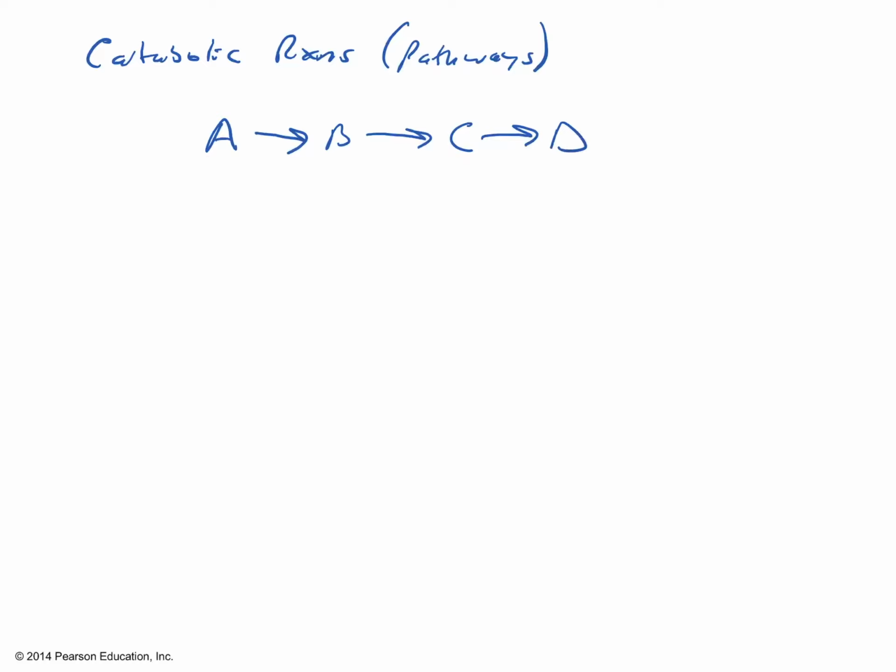Catabolic pathways take a large, energy-rich, complex initial reactant, A here for example, call it a big sugar molecule, and they break it down into small, simple, low-energy products, all right? Cellular respiration is a good example of this.